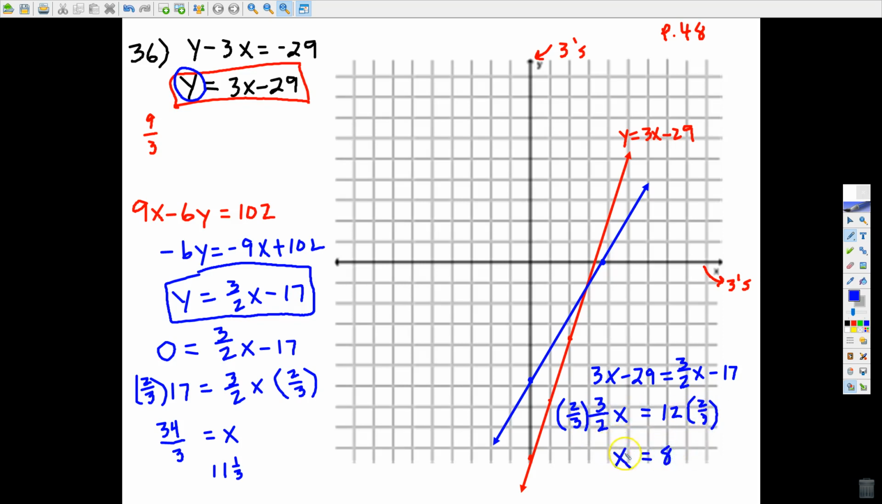So let's just see if that's reasonable to think that x could be 8 based on my graph. Well, this is 9. And yeah, we're really right on it. 8 should be really close, just to the left of 9. So we're looking good. The x-coordinate of that point of intersection will be 8.